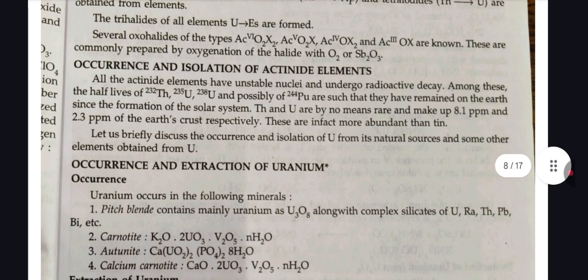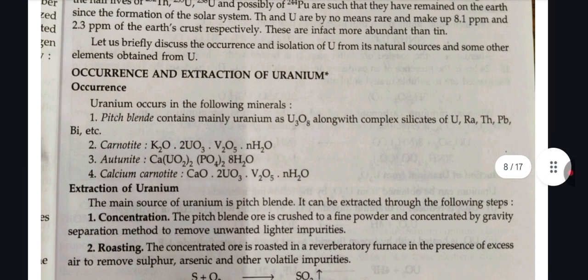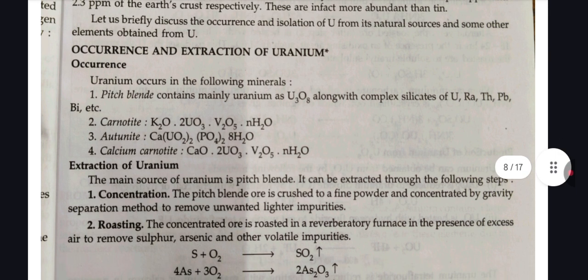The trihalides of all elements are formed. Occurrence and isolation of actinide elements. All the actinide elements have unstable nuclei and undergo radioactive decay. Among them, the half-lives of Th, U and possibly of Pu are such that they have remained on the Earth since the formation of the solar system. Th and U are by no means rare and make up 8.1 ppm and 2.3 ppm of the Earth's crust respectively. These are in fact more abundant than tin.